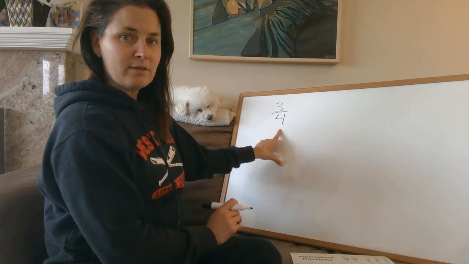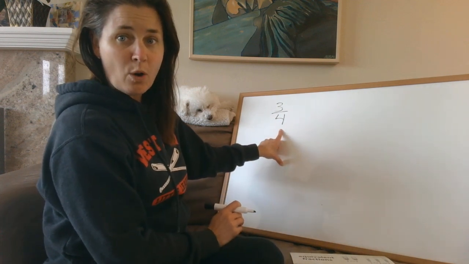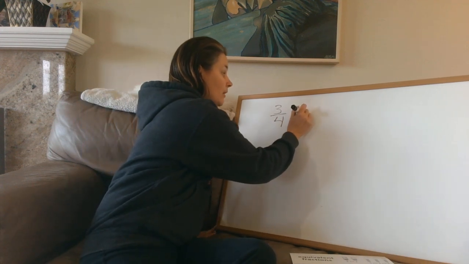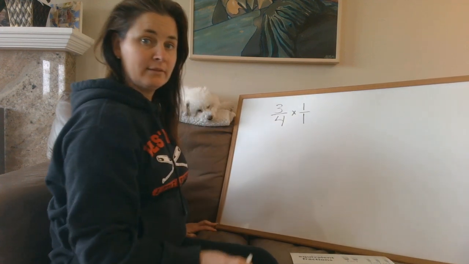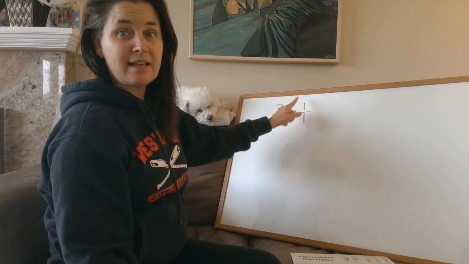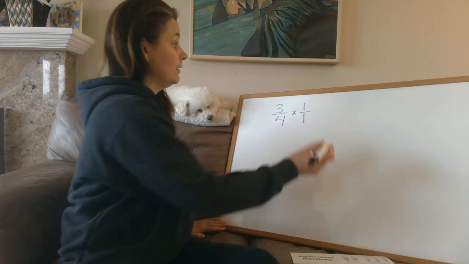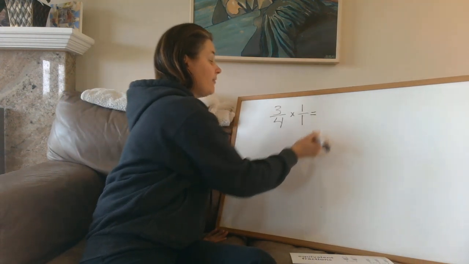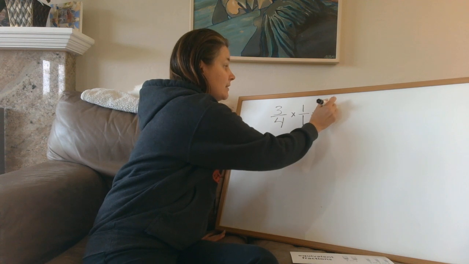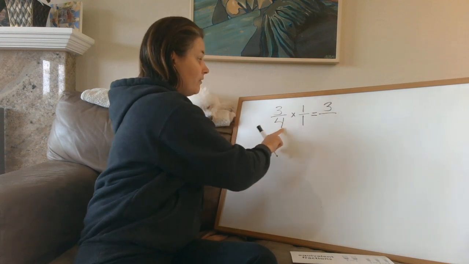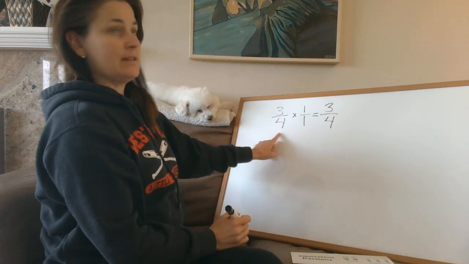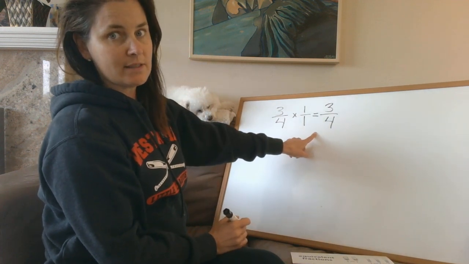If I have 3/4 and I multiply it by 1 whole, I could say times 1/1. That's 1 whole, when the numerator is the same as the denominator. So this is like saying 3/4 times 1. And when you multiply fractions, you multiply across the top. 3 times 1 is 3. And then 4 times 1 is 4. Now 3/4 is the same as 3/4, obviously.